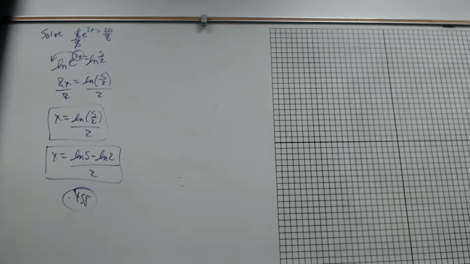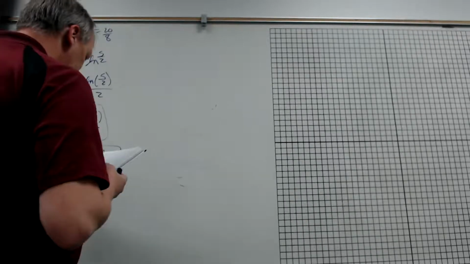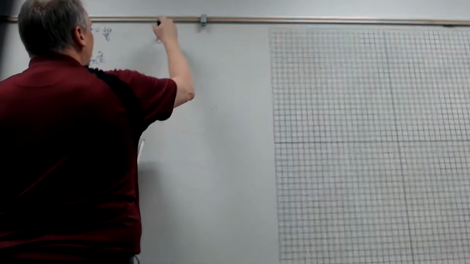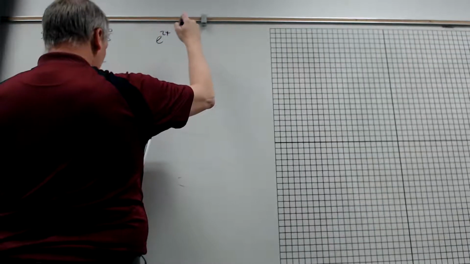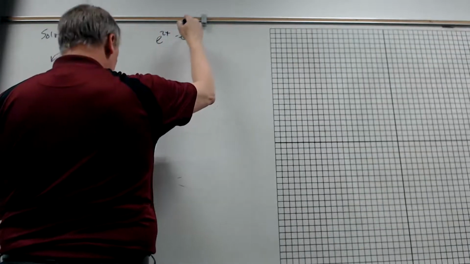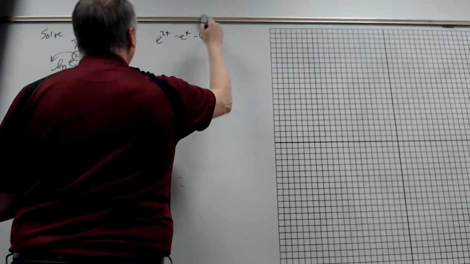I've only got a minute left, so I'm going to do a really hard one here. How about this? In fact, we're not going to finish this. So we're only going to worry about the exponential part of these, so we won't worry about the logarithmic equations yet. But this is a really good one because it's really confusing. e to the 2x minus e to the x minus 6 equals 0.